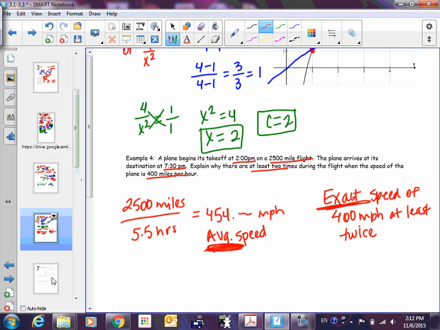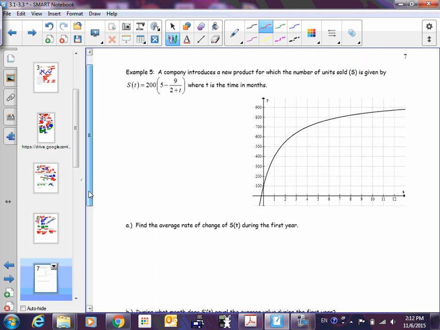Okay, go ahead and look on the next page. This is the last problem we're going to do today. So this is another word problem. Company introduces a new product, units sold. So that's up here. This is like S of t. And t over here is the time, and that's in months. And they give us this weird equation, but it's given to us, and the graph is given to us.